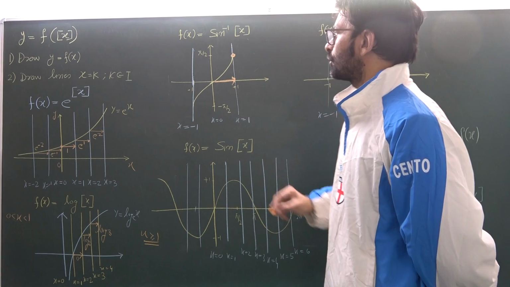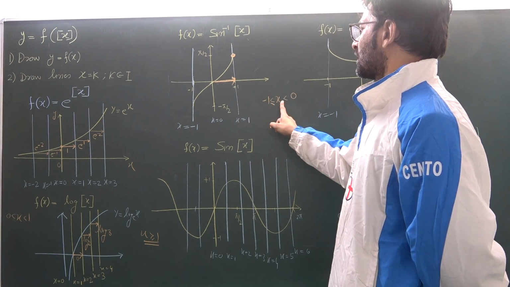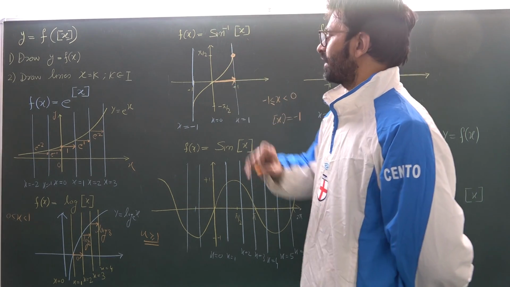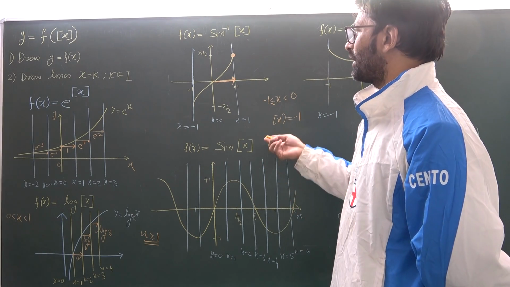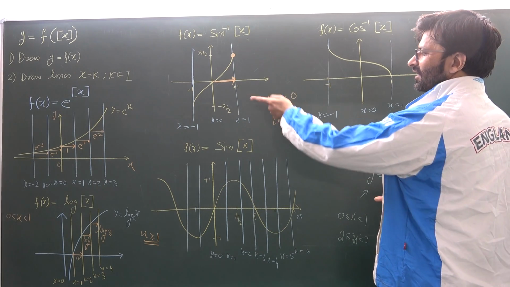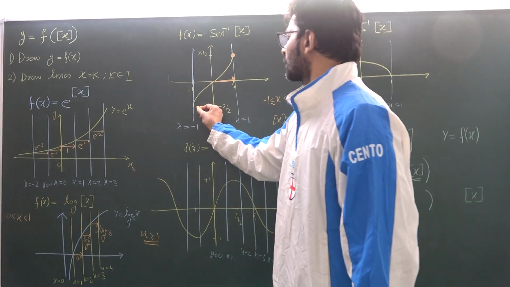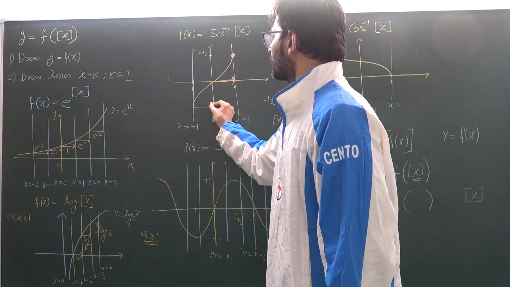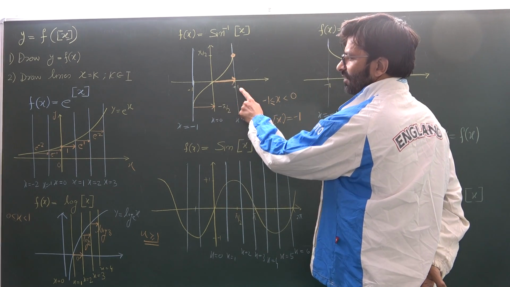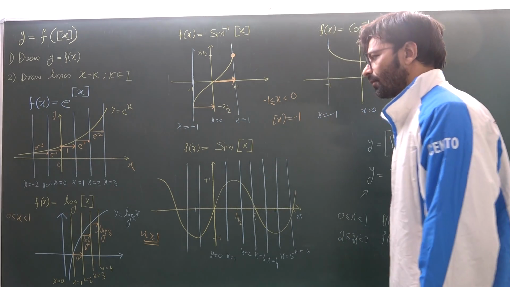Between minus 1 to 0, the greatest integer of x is minus 1. Sine inverse of minus 1 is minus pi by 2. In this range, the output is this, which means sine inverse will accept minus 1. So between 0 to 1, the output is 0, at 1 it is pi by 2, and between minus 1 to 0, the output is minus pi by 2.